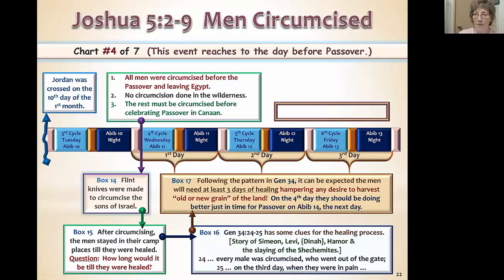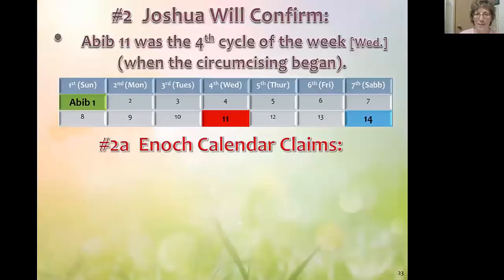It's probably a very good indication that they were circumcised so that they wouldn't really have the greatest temptation to go out and eat some of that grain that they were probably very, very hungry for. But on the fourth day, they should be doing better than ever and just in time for Passover on Abib 14, which was going to be the very next day. So we'll see. And that is your third set of counting to 3. So you've seen all 3 sets and how they start in different places. It's very interesting to know how to count to 3.